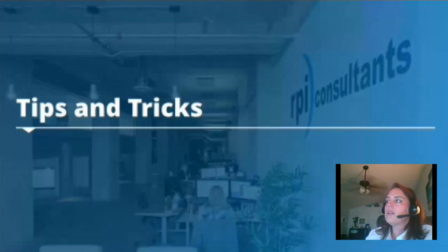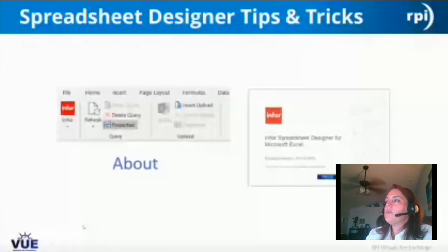All right, so we're going to move on to tips and tricks. One of our tips is that when you have an issue with Spreadsheet Designer, it is very important that you include your version of Spreadsheet Designer. You would click on Infor and then About, and the box on the right would show our product version, which is 10.0.43.633. Very helpful when opening a ticket with Infor because they're going to ask for that anyway.